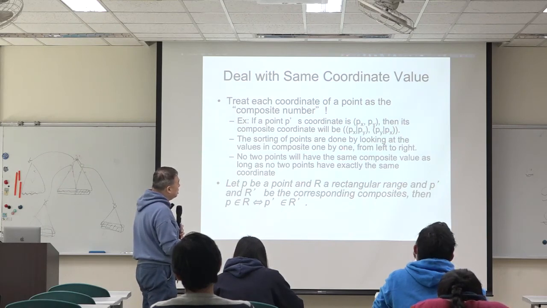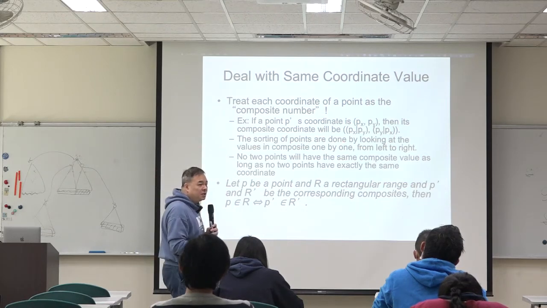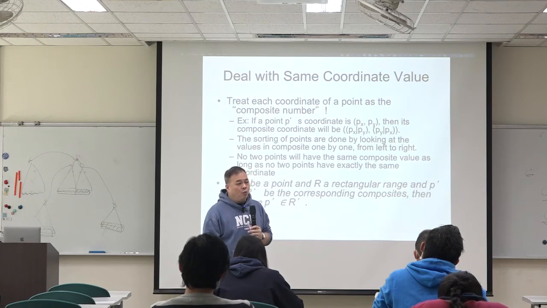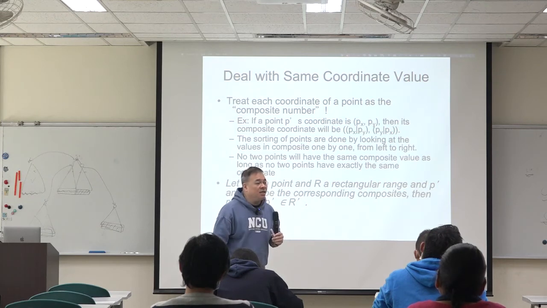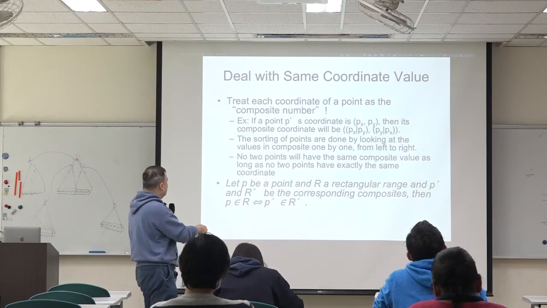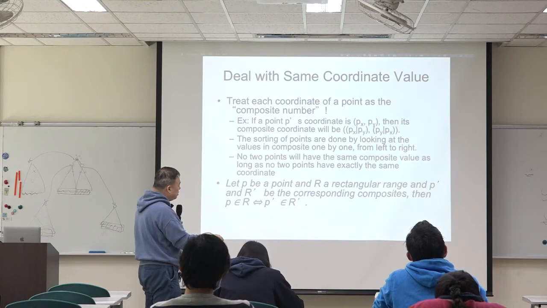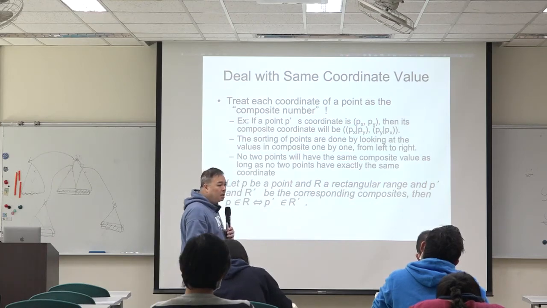And then the sorting of points will be done by looking at the values in the composite one by one. For example, when we compare the x coordinate, we will compare the first component first. If they are the same, we compare the second component. Then no 2 points will have the same x coordinate or y coordinate, right? Unless all their coordinates have the same value. But as I said, we don't need to worry about that situation. No 2 points will have the same composite value, as long as no 2 points have exactly the same coordinate.